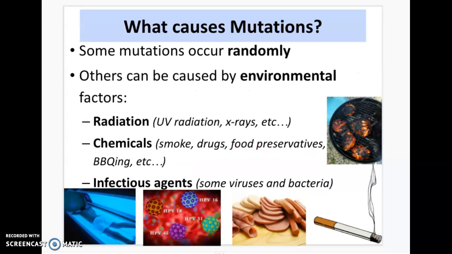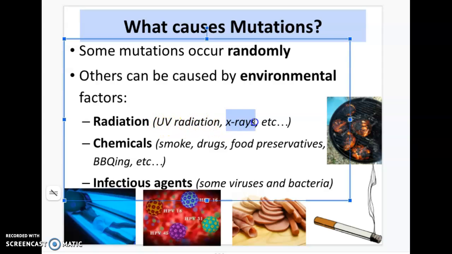All right, now let's talk about what causes mutations. So some mutations just happen randomly. Unfortunately, they do. Other mutations can be caused by environmental factors, so things like radiation, right? Sitting in the sun too long, going in tanning beds. That UV radiation can cause mutations in our DNA, which can cause our cells to not function properly in our skin and can lead to things like skin cancer.